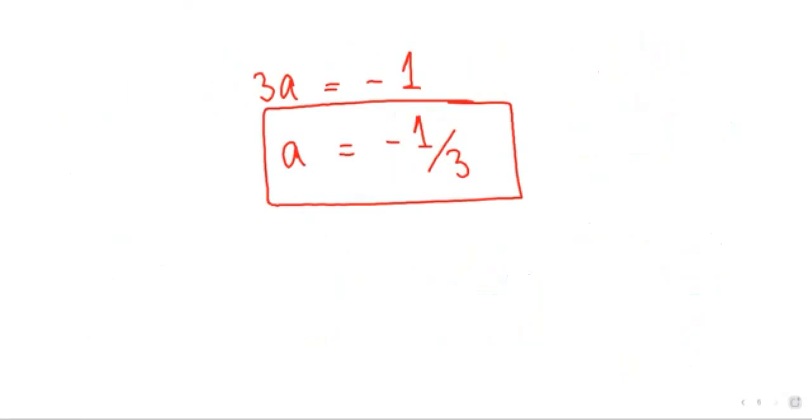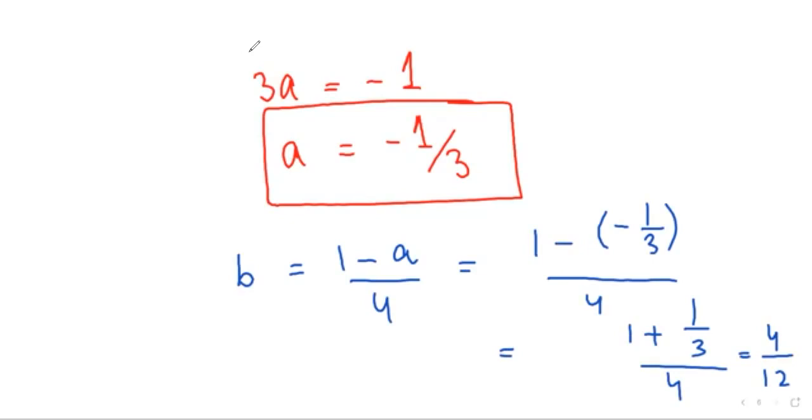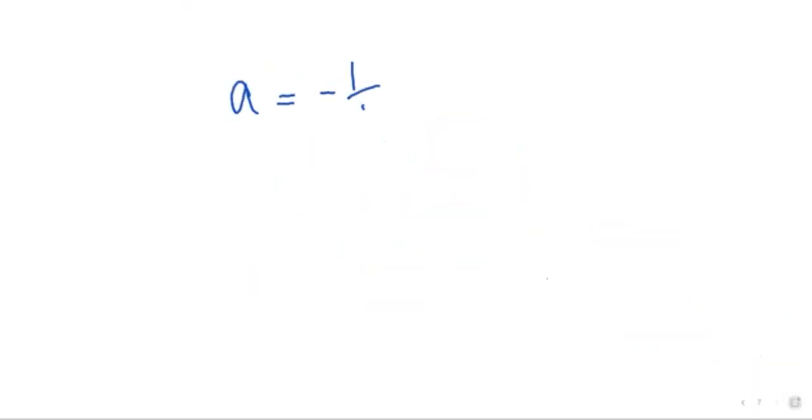We can find out b as well. b is 1 minus a over 4. So 1 minus minus becomes plus. So it would be 1 plus 1 by 3 over 4. So it would become 4 by 12, which is 1 by 3. So simply we reached here where a is minus 1 by 3 and b would be plus 1 by 3.